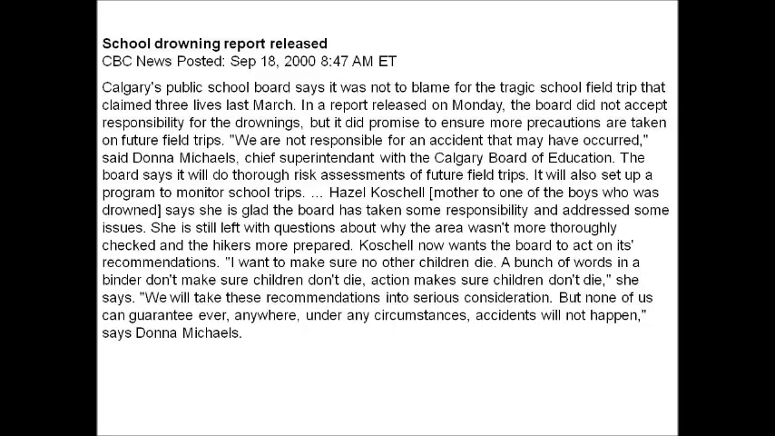Koschel now wants the board to act on its recommendations. "I want to make sure," she says, that no other children die. "A bunch of words in a binder don't make sure children don't die. Action makes sure children don't die," she says. "We will take these recommendations into serious consideration, but none of us can guarantee ever, anywhere, under any circumstances, accidents will not happen," says Donna Michaels.